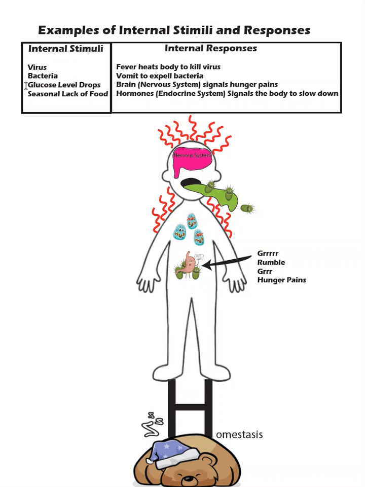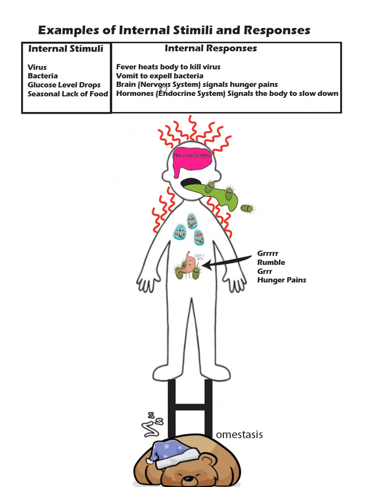Next, glucose levels drop. When your glucose level drops, we're talking about the sugar that your cells need to create the energy for you to run your body. And we get this energy by eating food, and food is converted to glucose, and your cells power your body with this glucose. Now, when this glucose level drops, your brain, here's the internal response.